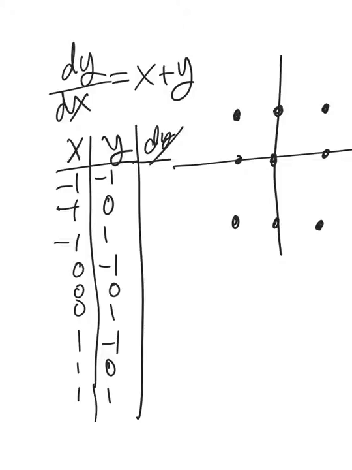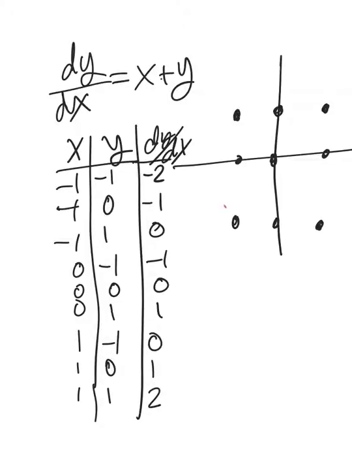and I've got to figure out my dy dx. So, all right, so -1, -1, that's this point right here. -1 plus -1 is -2. -1 plus 0 is -1. -1 plus 1 is 0. 0 plus -1 is -1. 0, 1. 1 plus -1 is 0. 1 plus 0 is 1. 1 plus 1 is 2. So now I can create my slope field.